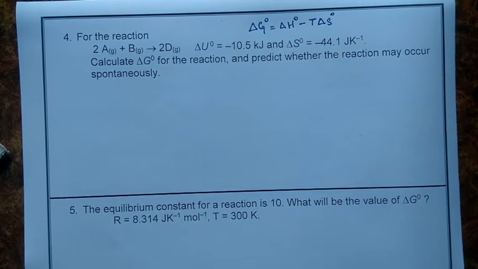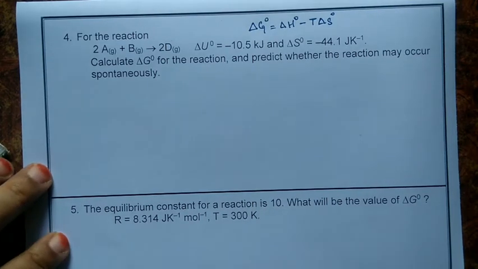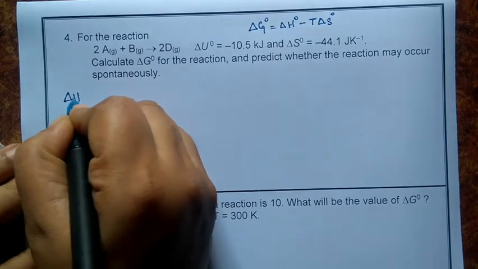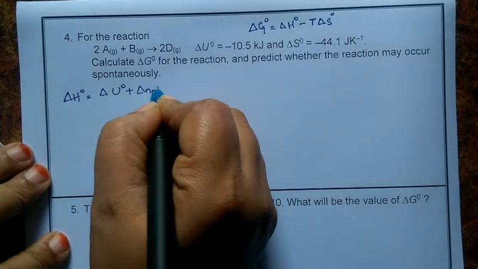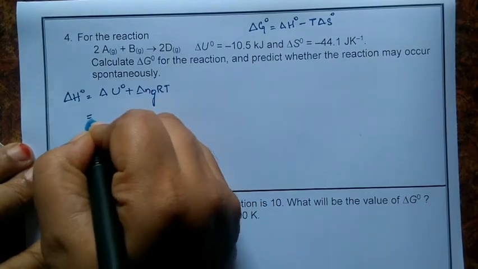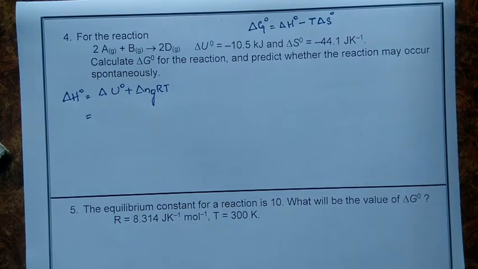We have been given all these things. We need to find out whether the reaction is spontaneous or not. To do that, delta H naught is not given, but we have delta U naught given. So we are going to use delta U naught and calculate delta H naught. So delta H naught equals delta U naught plus delta Ng RT. The reaction is given, and from that we are going to calculate delta Ng.